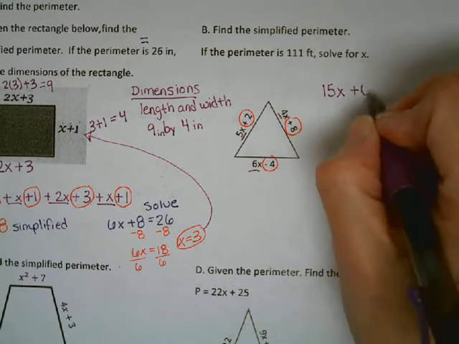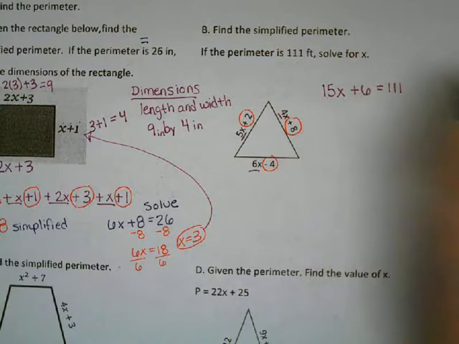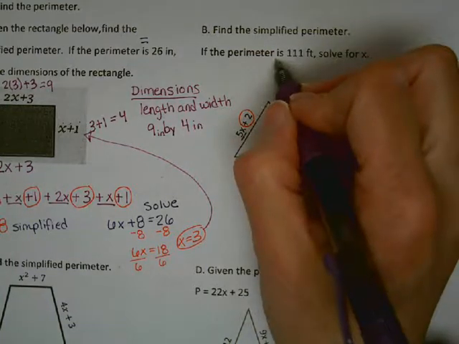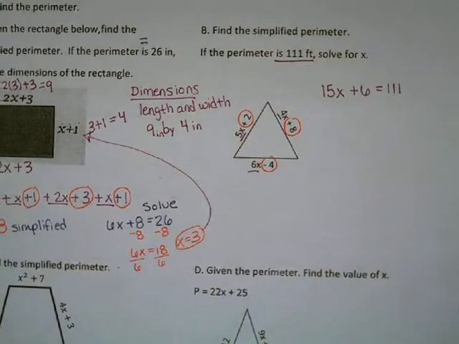The reason I put the 111, it says is 111, so that means equals 111. Now we're going to solve. Subtract 6 to the other side.